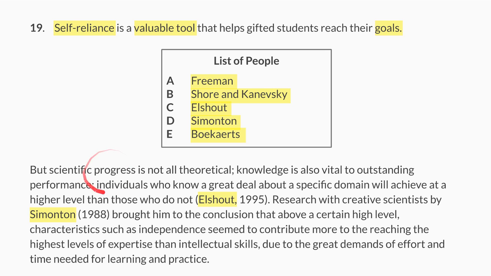So at this point we would scan this sentence to look for the keywords from the questions. For example, with question number 19, we would look for keywords like self-reliance, valuable tool, goals. So let's go ahead and scan this sentence for these keywords.